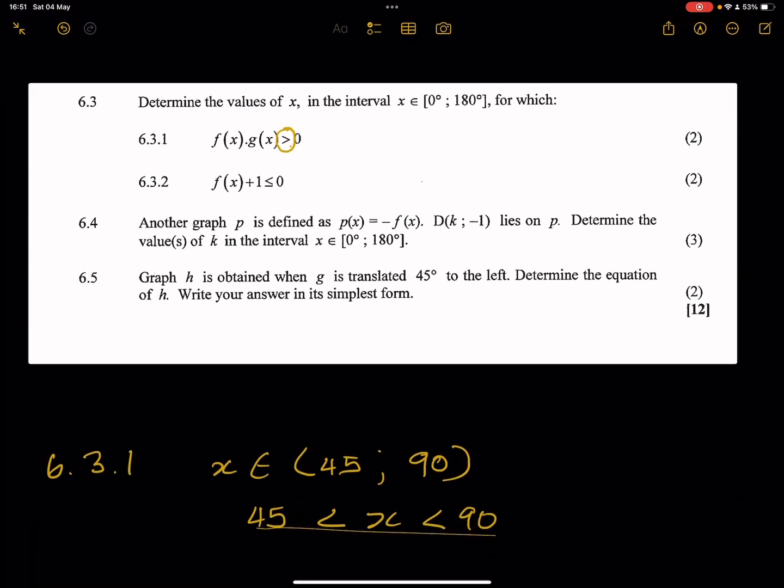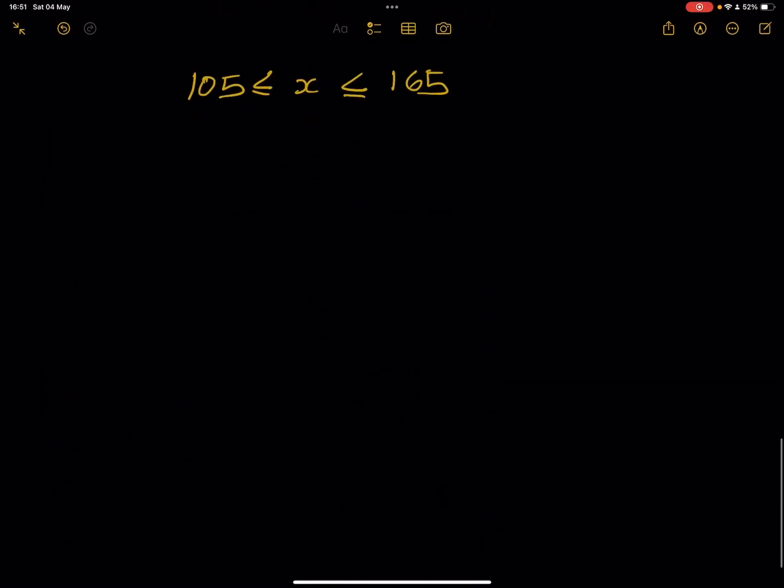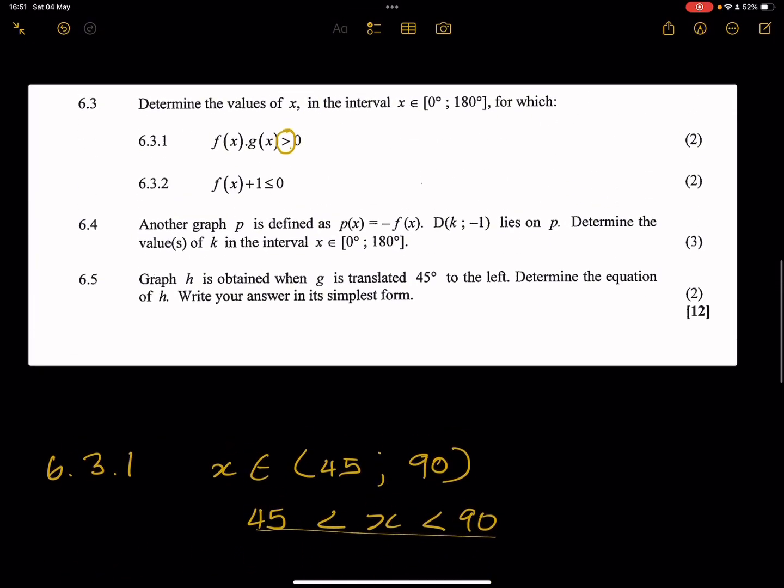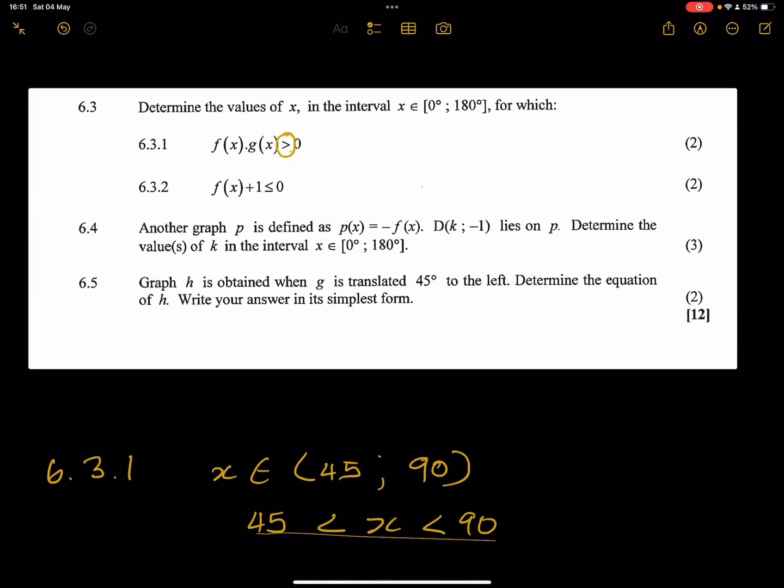They say in 6.4, another graph, which is P, is defined as P of x is equal to minus f of x. Now, the graph of P is actually minus f of x, and they're saying to us, D, which is (k, -1), lies on P. Determine the values of k in the interval 0 to 180.